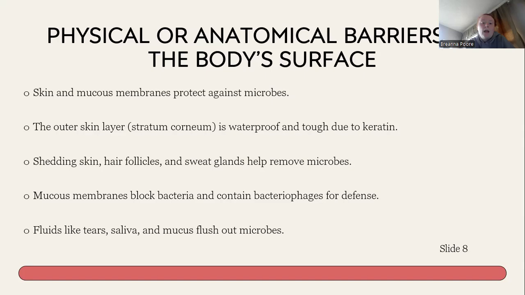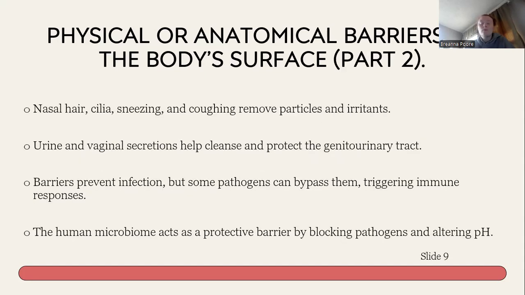Shedding skin, hair follicles, and sweat glands help to remove microbes. Mucous membranes block bacteria and contain bacteriophages for defense. Fluids like tears, saliva, and mucus flush out microbes.